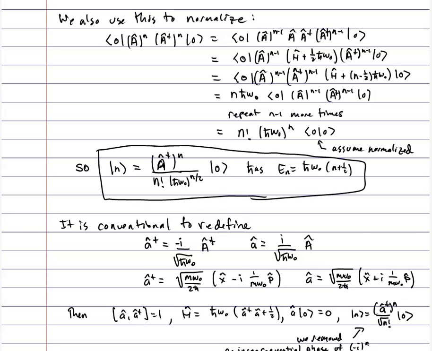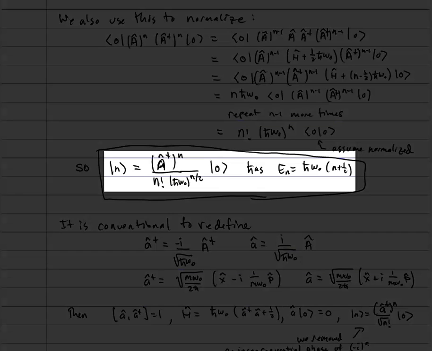And what we have found is we can calculate what the norm of (A dagger)^n acting on the ground state is, and I can take 1 over the square root of that, multiply it by the state. I'm going to call that state n, and that is my normalized energy eigenstate. So the state, ket n, is equal to (A dagger)^n divided by, that should be, square root of n factorial times (ħω₀)^(n/2) acting on the ket 0. That has energy E_n equals ħω₀ times (n plus 1/2). So I apologize, there is a typo there. It should be square root of n factorial. I will, of course, correct that for you in the notes.